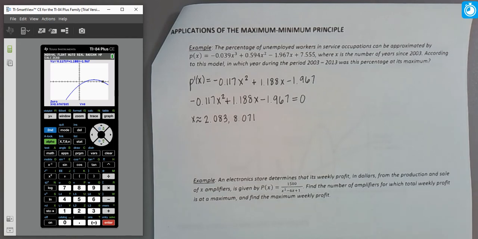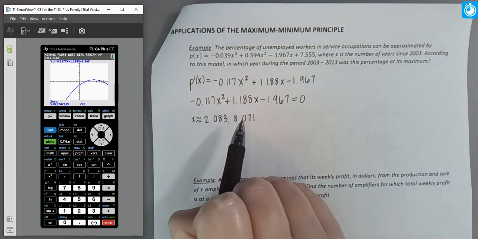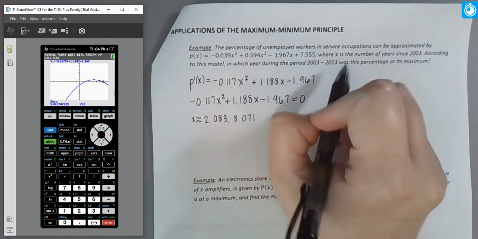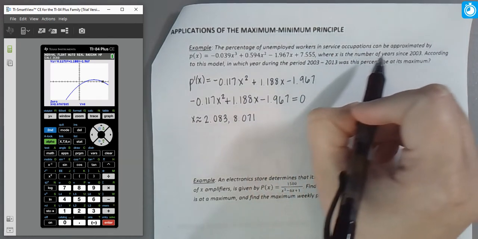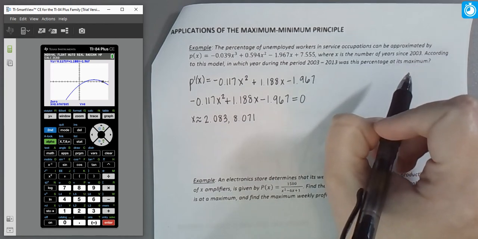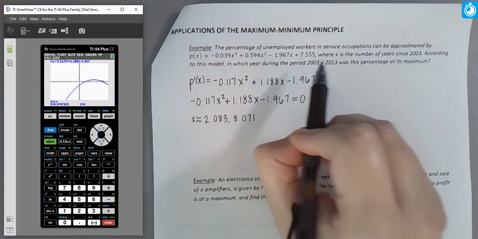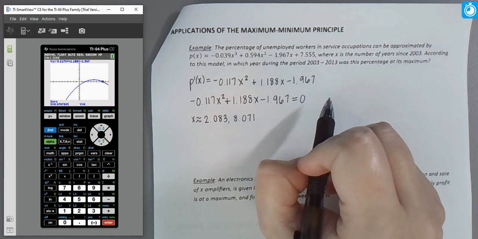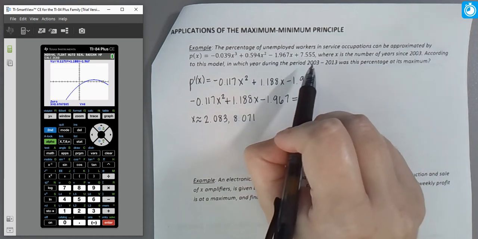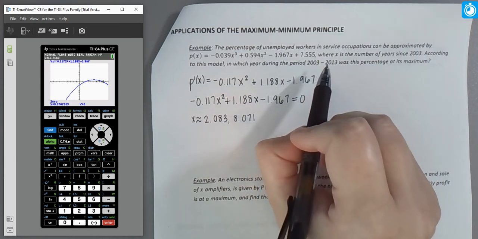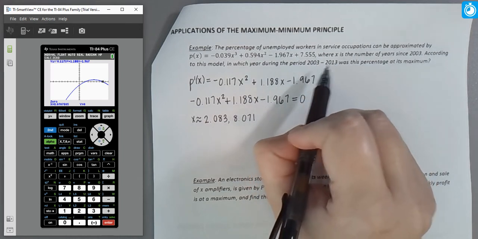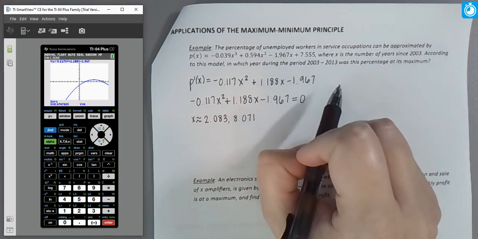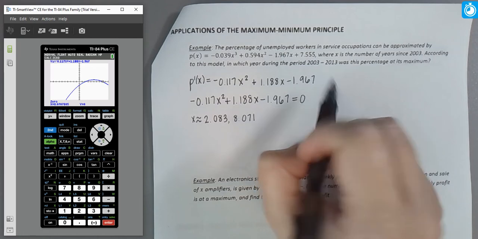of our interval. So these are our critical values. Our interval that we're checking is represented by this. Now remember, x is the number of years since 2003, and we're checking the range from 2003 to 2013. So we're not checking x equals 2003 and x equals 2013. We need to determine what these values represent in terms of x based on how x is defined.